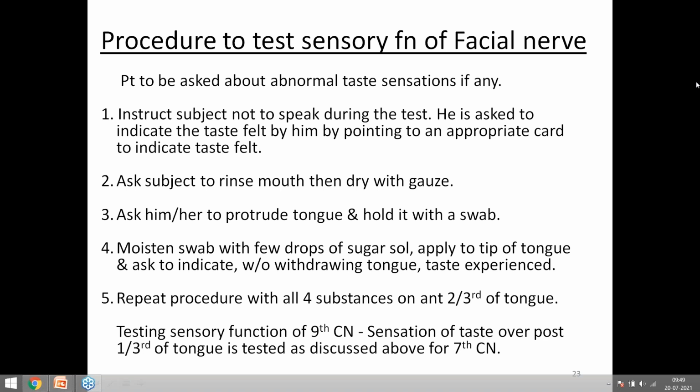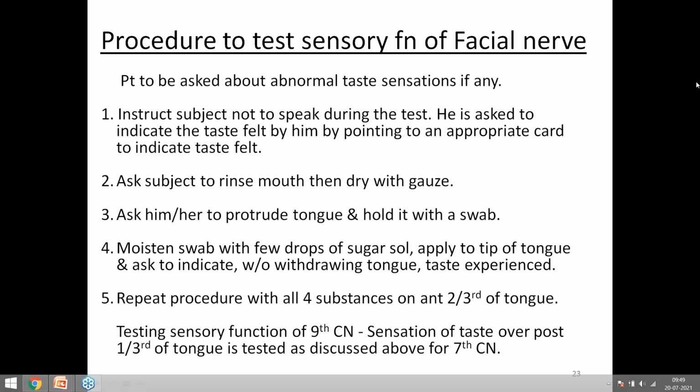Ask the subject to rinse the mouth and then dry it with gauze. Ask the subject to protrude the tongue and hold it with a swab. Moisten the swab with few drops of sugar solution, apply it to the tip of the tongue, and ask the subject to indicate, as I said, without withdrawing tongue, without speaking, the taste which is experienced. And you repeat the same procedure with all 4 substances on the anterior 2/3 of tongue. So this will complete your testing of the sensation of the facial nerve.